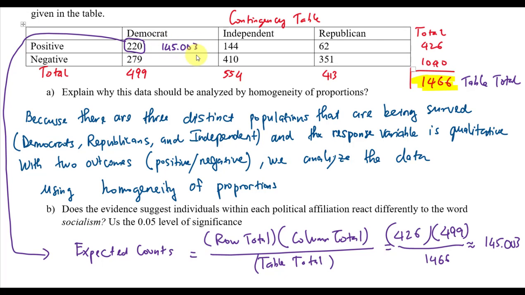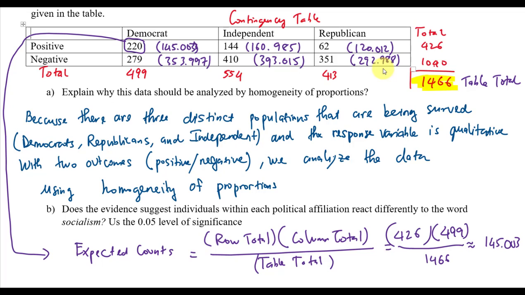145.003. And then I just keep doing the same thing for this cell, this cell, this cell, this cell, this cell. Then using the same formula here, the expected counts are, for this one I should get 160.985. And this one I should get 120.012. This one I should get 353.997. And this one I should get 393.015. And this one I should get 292.988.